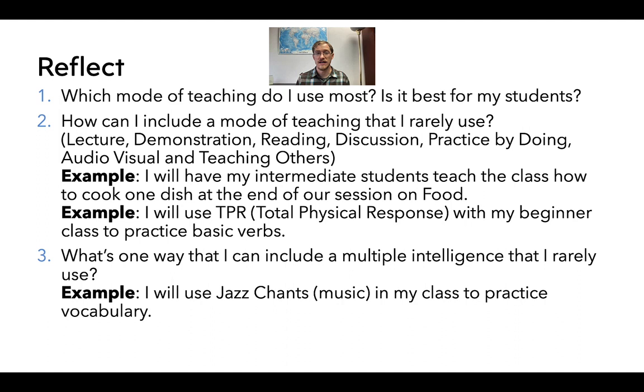And it's challenging at first. It seems a little awkward maybe at first, but it's been really good. My students love it. So I use jazz chants in my class, and it has a rhythm and a pattern. You can clap along with the beat, and it has a rhyming scheme. So if you look up ESL jazz chants online, you can see some jazz chants and use those, try them out, or try some other method of using some different multiple intelligences.